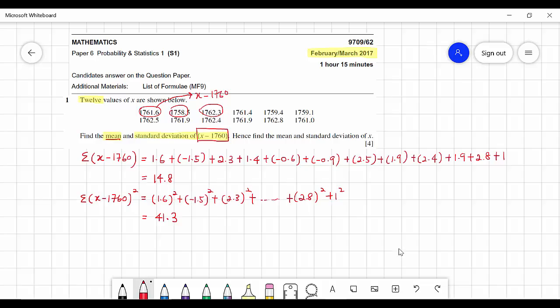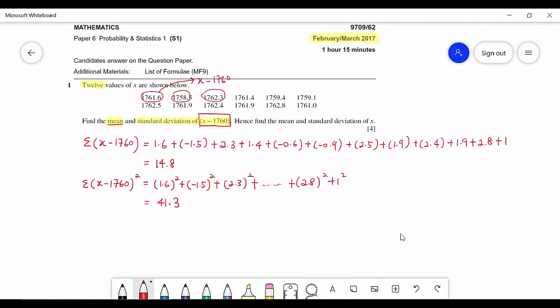Okay, then after that, when you want to get the mean, so to get the mean for this value, the formula that we use is summation of x minus 1760 divided by n, which is 14.8 divided by 12. And to 3 significant figures, you should get 1.23 as the answer.